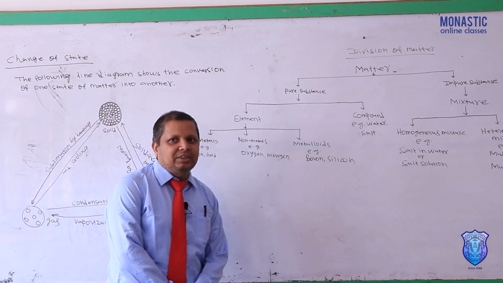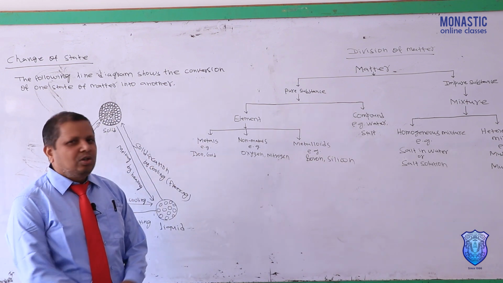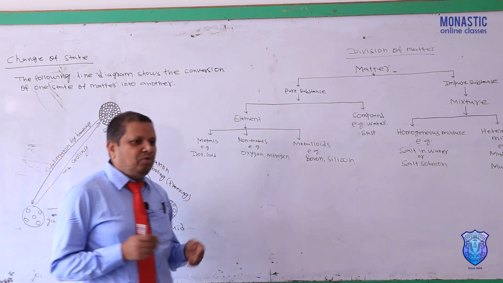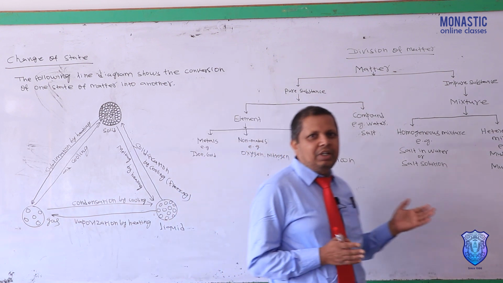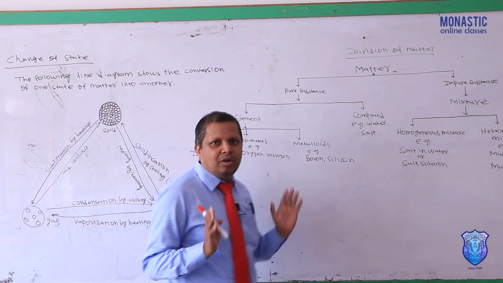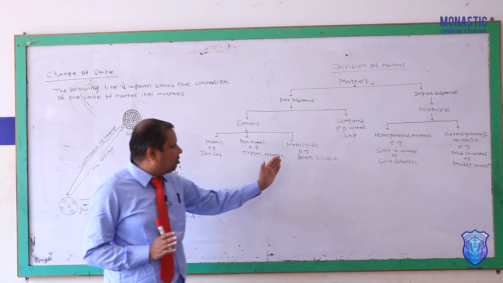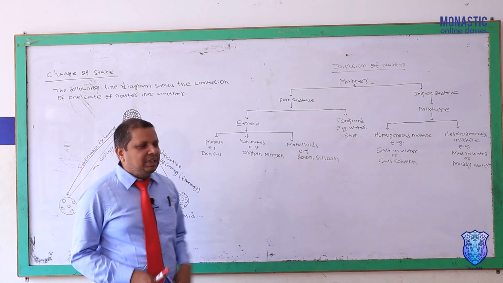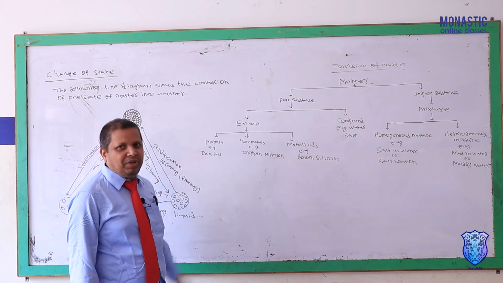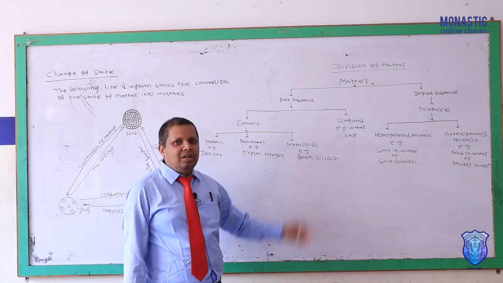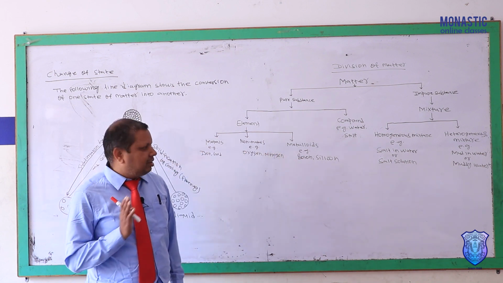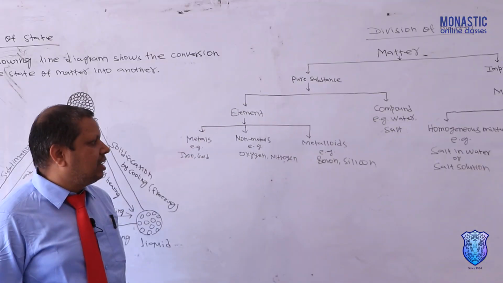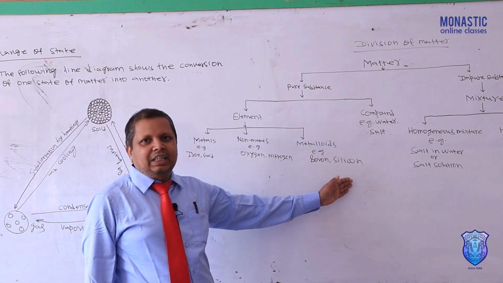And metalloids are those elements whose properties fall between metals and non-metals. These elements show both properties. Sometimes they behave like a metal, sometimes like a non-metal. They are called metalloids. Examples: boron, silicon.